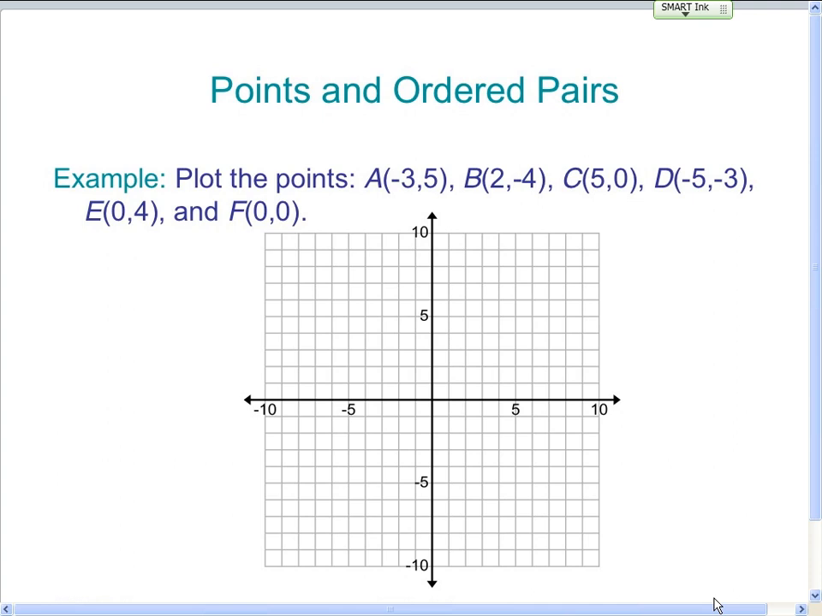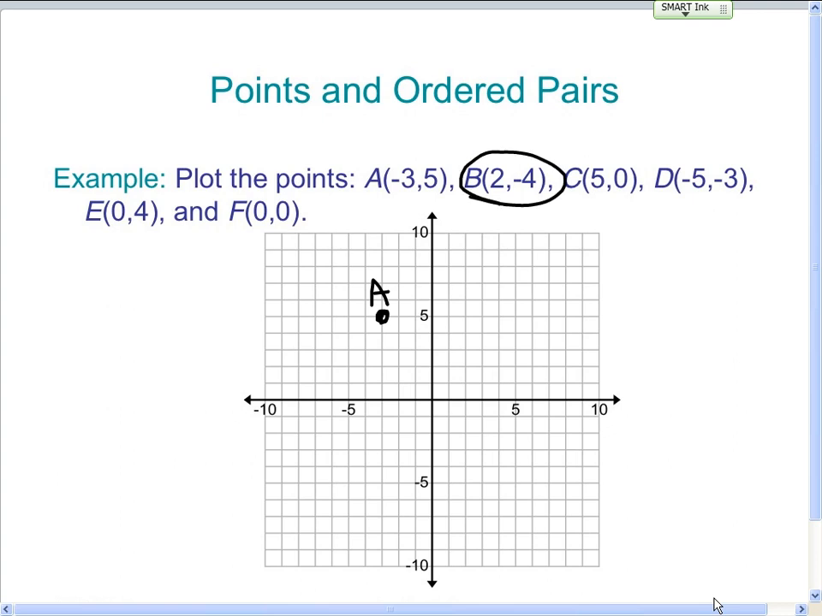Probably not going to plot all of these, but let's plot at least a few. Suppose I have the point -3, 5. My x value is -3, so go to the left 3. My y value is 5, so go up 5. So 1, 2, 3, then 1, 2, 3, 4, 5 gets me a point right here. This we would label point A.